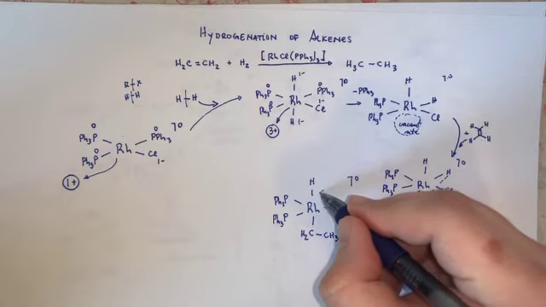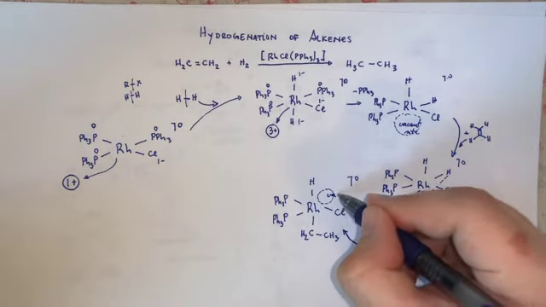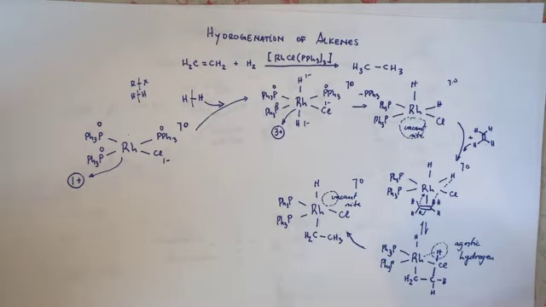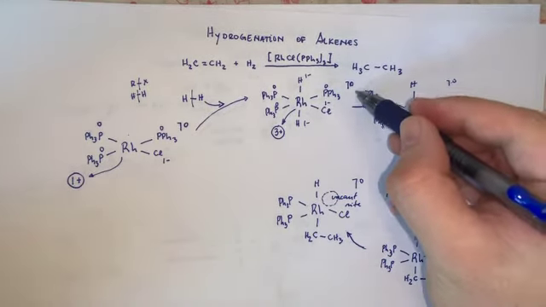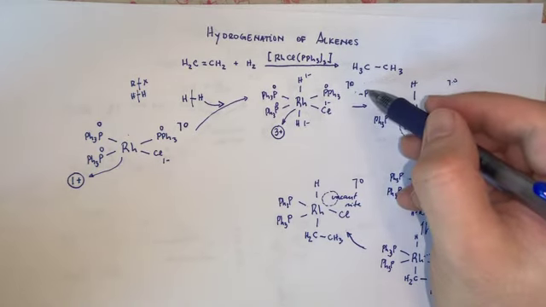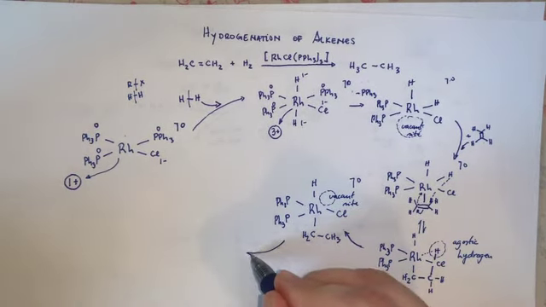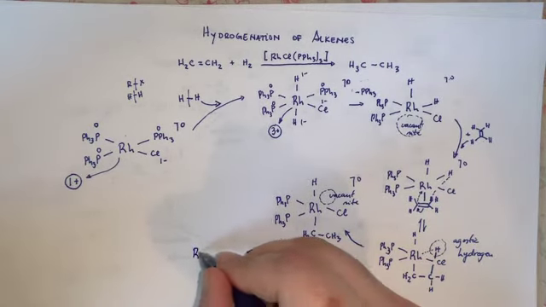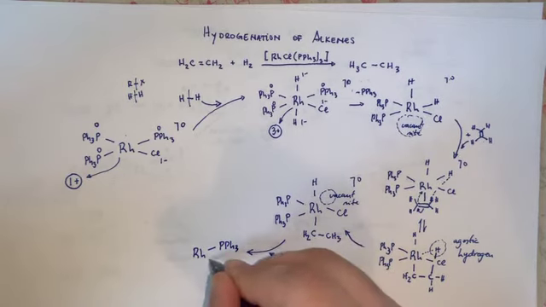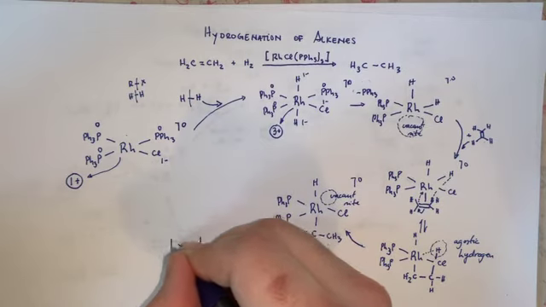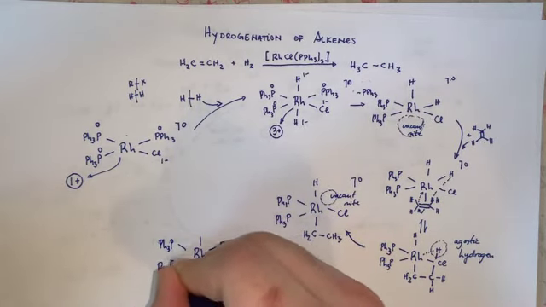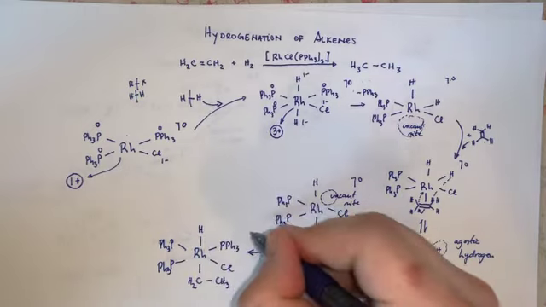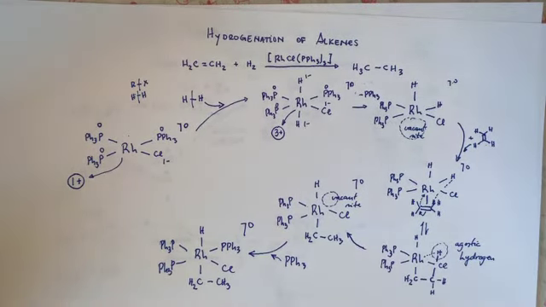Now, what we generated here is again a vacant site, so that allows coordination of an extra ligand. Remember that triphenylphosphine that was lost in the beginning? So guess what? Now it's going to come back, because now we have a vacant site. So that's going to produce this kind of complex here. So we have CH2, CH3, and hydrogen on the top. Net charge is still zero.